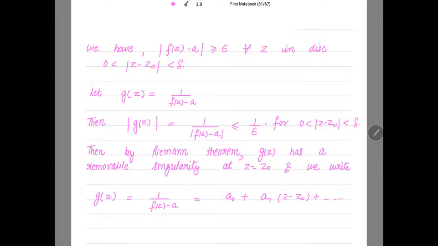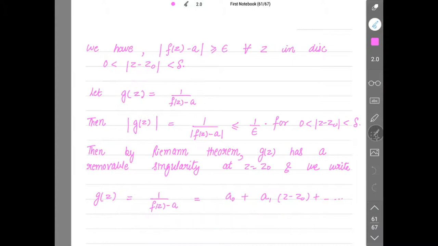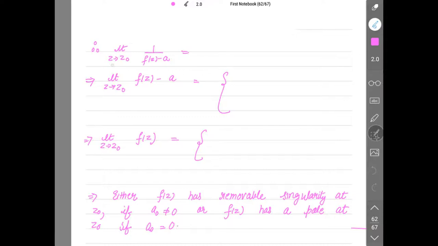So therefore, if I take the limit as z tends to z naught of 1 over f(z) minus a, then 1 over f(z) minus a is a naught plus a1 (z minus z naught) and so on. If I take the limit as z tends to z naught, the right hand side becomes a naught, because the terms with z minus z naught will be 0. So except a naught, all the terms will be 0. So on taking the limit as z tends to z naught of 1 over f(z) minus a, this will be equal to a naught, that is only the first term, right? Therefore, taking the reciprocal, the limit as z tends to z naught of f(z) minus a will be equal to 1 over a naught, very good, if this a naught is non-zero. And this is equal to infinity if this a naught is 0.